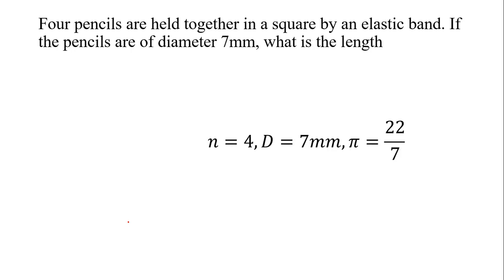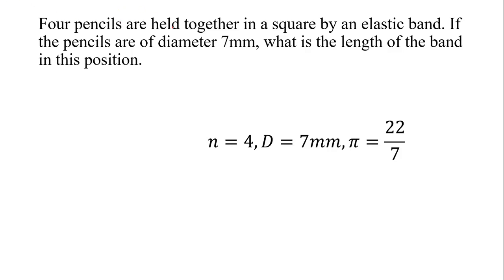Four pencils are held together in a square by an elastic band. If the pencils are of diameter 7 mm, what is the length of the band in this position?